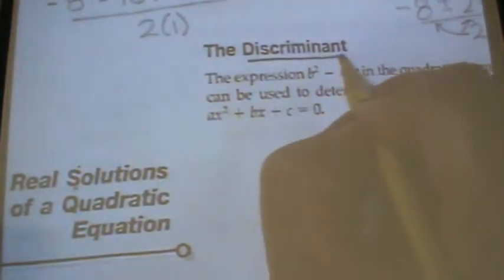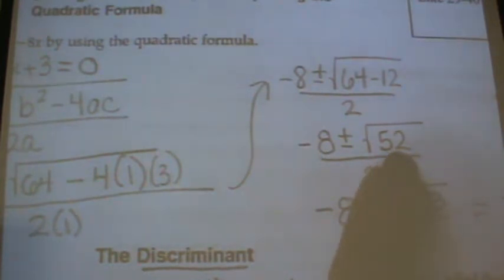Now, do you remember this word? What does that mean? If I asked you what's the discriminant of this problem, what is it? Under the radical. It's 52. If that number was a negative 52, that would tell us that there are no solutions, because you can't have a negative under the radical.